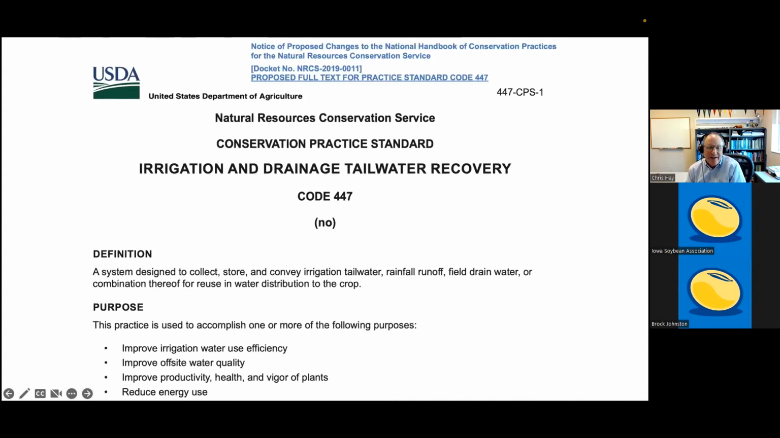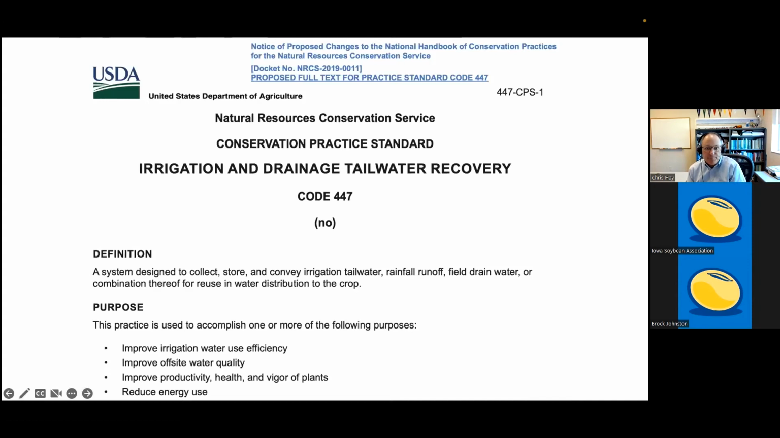The new practice standard, irrigation and drainage tailwater recovery, is an approved practice now at the federal level. Unfortunately, it's not yet approved at the state level in Iowa, but hopefully Iowa will adopt this practice sometime in the near future, and then it would be available for EQIP funding through NRCS. So that could be another way to help finance one of these systems.